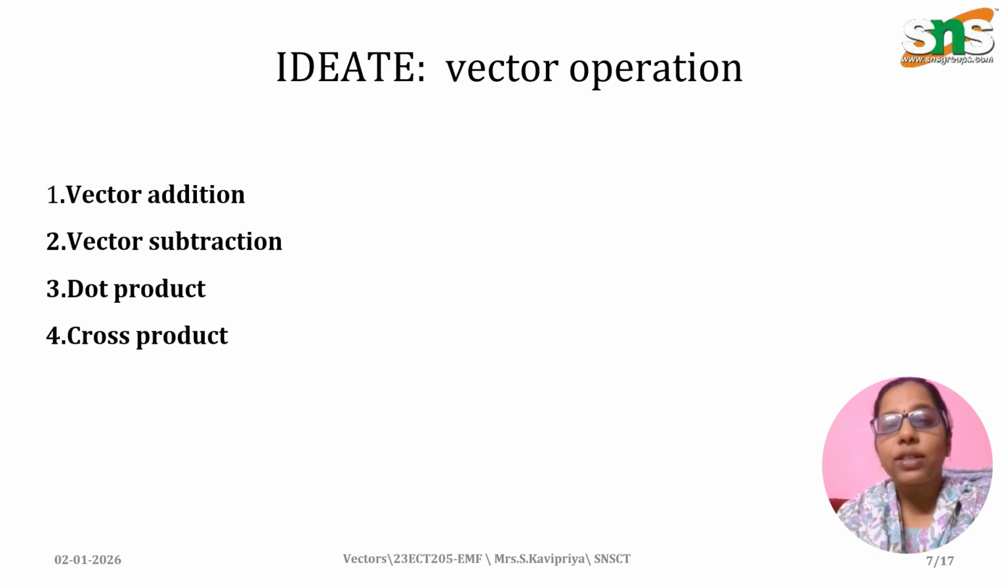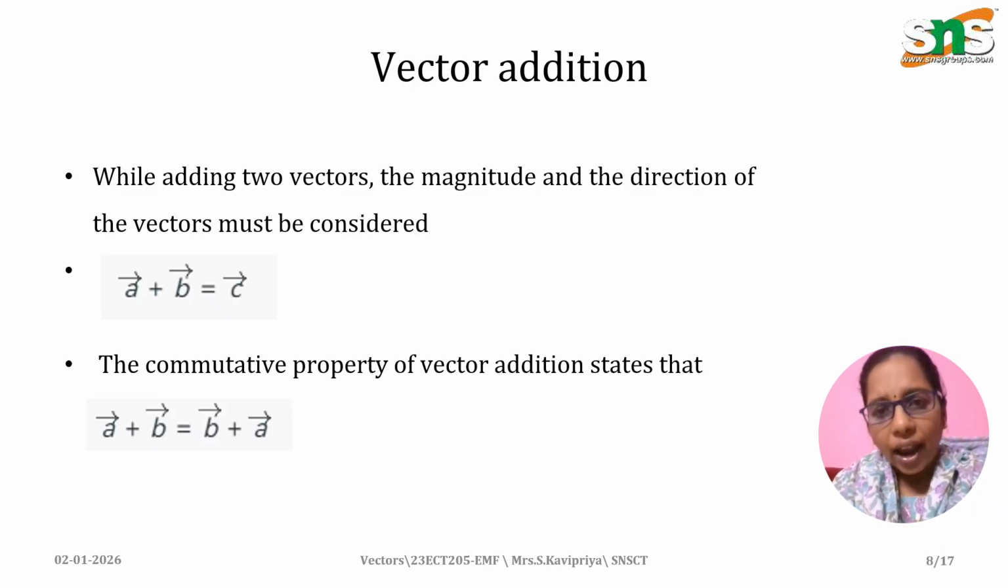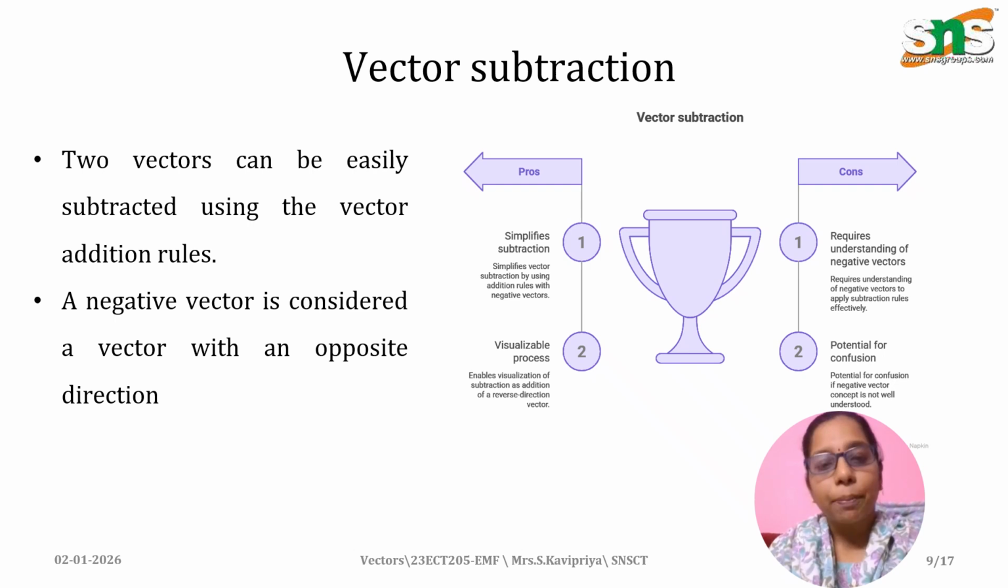And next are the operations involved in the vector. We are going to discuss addition, subtraction, dot product and cross product. While adding two vectors, we have to consider both the magnitude and direction of the individual vectors. So here vector C is represented as vector A plus vector B. While adding A and B, we have to consider both the direction and magnitude of A as well as B. And this addition obeys the commutative property. So A plus B is equal to B plus A. And next is subtraction. Two vectors can be subtracted easily using the vector addition rules.